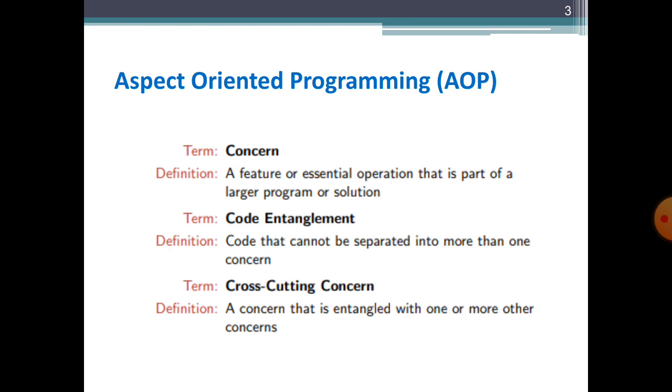If we talk about cross-cutting concerns, they are another type of concern. We can say that a concern which is entangled with one or more other concerns is called a cross-cutting concern. So these cross-cutting concerns are basically system level or peripheral requirements, etc.